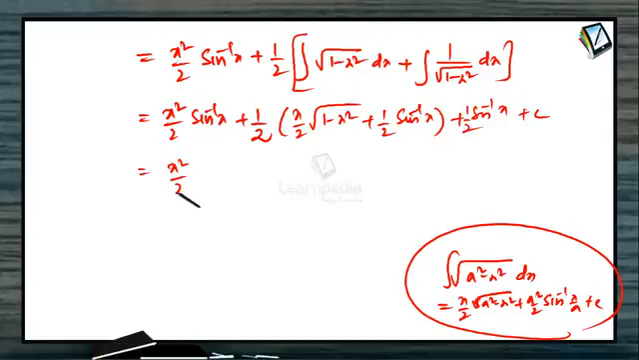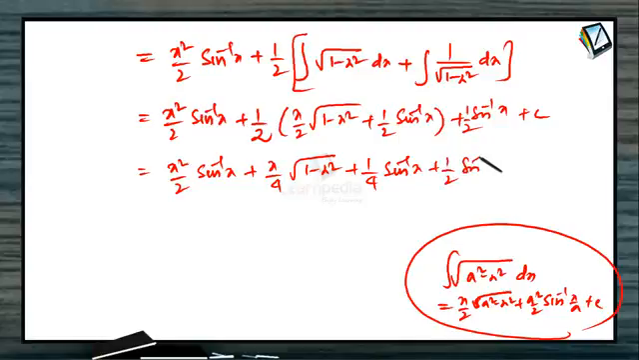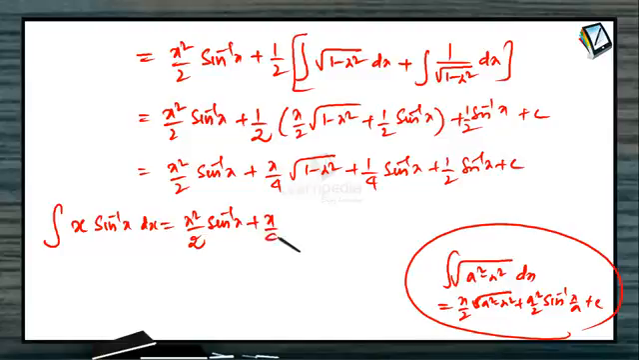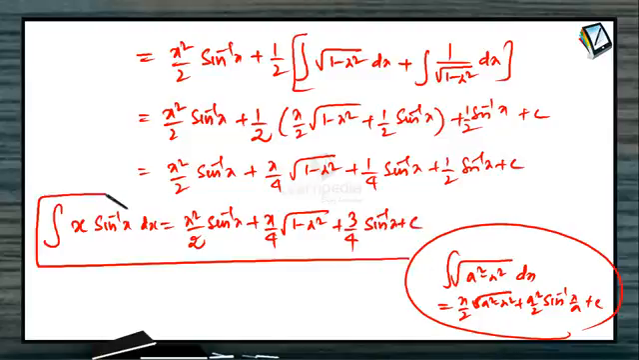So finally it is x square by 2 into sine inverse of x plus x by 4 of root 1 minus x square plus 1 by 4 of sine inverse of x plus 1 by 2 sine inverse of x plus c. Therefore integral of x sine inverse of x dx is x square by 2 times of sine inverse of x plus x by 4 times of root 1 minus x square plus 3 by 4 times of sine inverse x plus c. It is of course a standard integral. This is how you will find out the integrals of such functions.